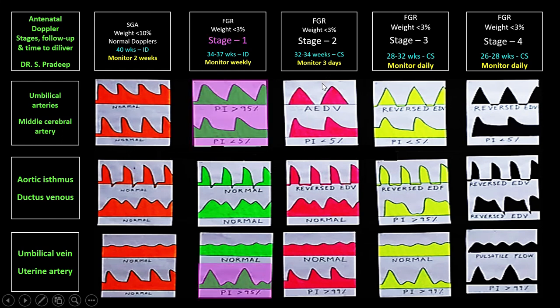Stage 2 FGR, we have abnormality in the umbilical arteries in the form of absent flow and reversal of flow in aortic isthmus. We need to monitor these fetuses twice a week and deliver them if they have reached 34 weeks. Stage 3, the determining factors are reverse flow in umbilical arteries and high resistance flow in ductus venosus. They should be delivered if they have reached 30 weeks, and the monitoring should be done daily. And stage 4 is about reversal of flow in ductus venosus and pulsatile flow in umbilical vein and CTG abnormalities, and they should be delivered even when the fetus is at 26 weeks after giving steroids.